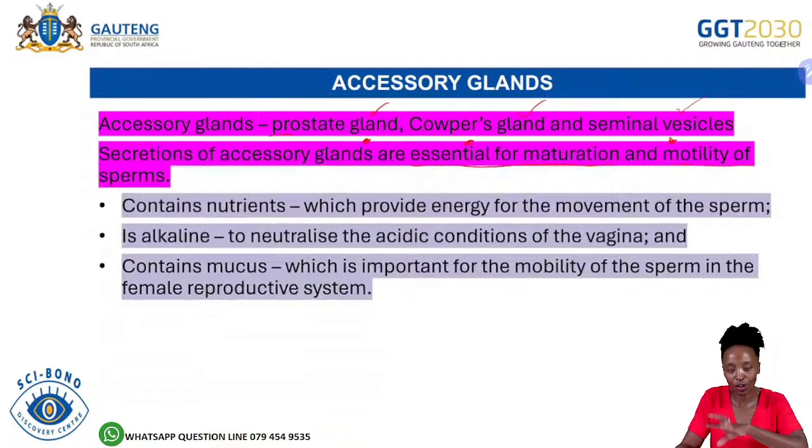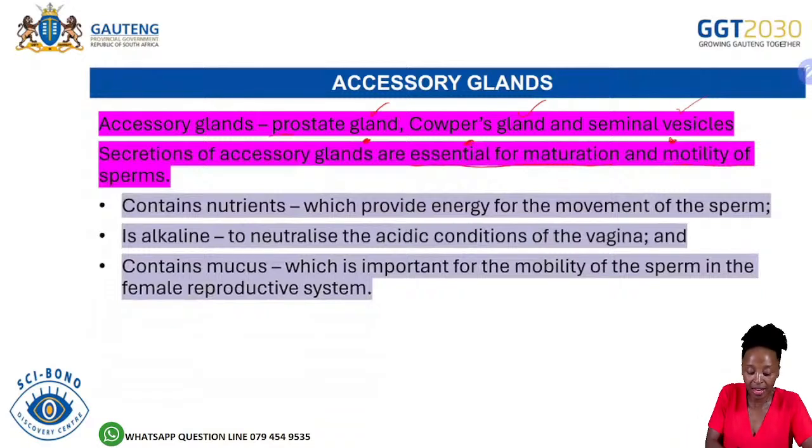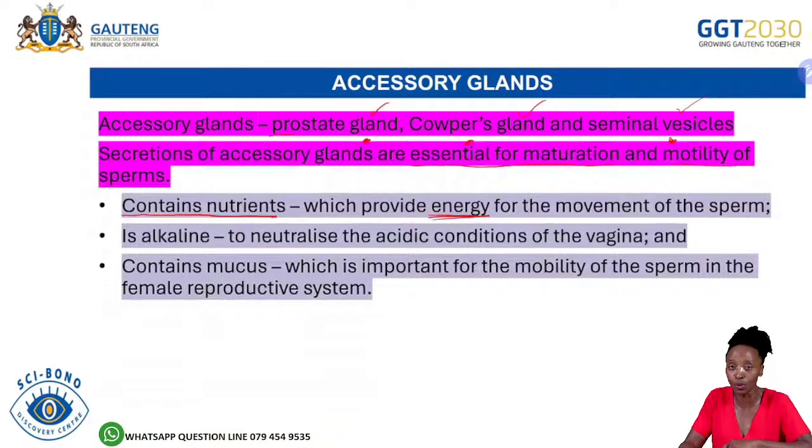So what is this secretion and what is its function? The secretions that all three of them produce contain, number one, nutrients. What is the function of the nutrients? Nutrients provide energy for the movement of the sperm cells. Remember, for them to move from the male, swim through the urethra into the vagina of the female, up into the fallopian tubes where fertilization takes place, that requires what? Energy. So where is that energy going to come from? It is going to come from the nutrients in the fluid.